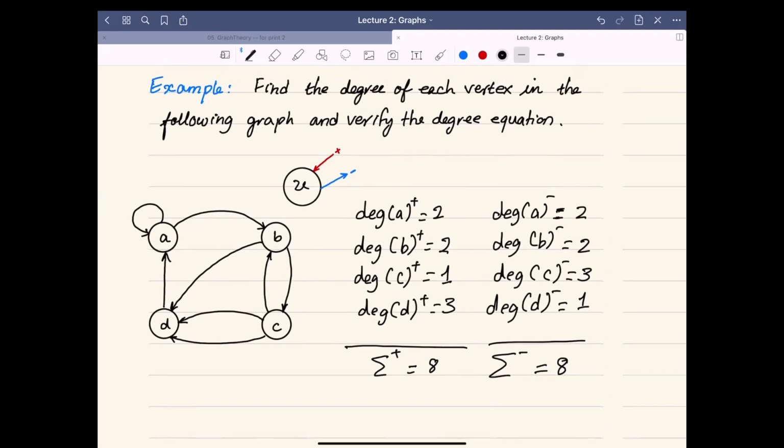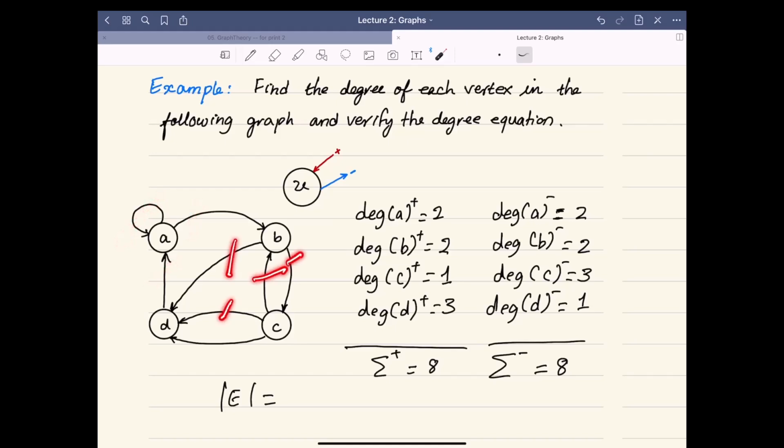And notice now that the number of edges, if you want to count them, this is 1, 2, 3, 4, 5, 6, 7, and 8. So the number of edges is 8. And see, the in-arrow degree sum is 8, and the number of out arrows is equal to 8.